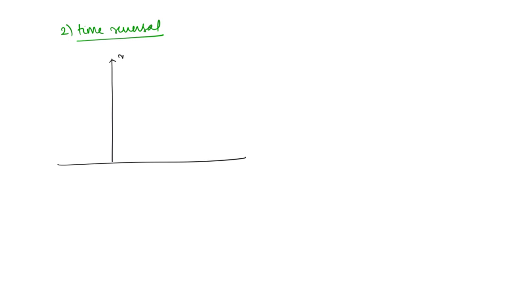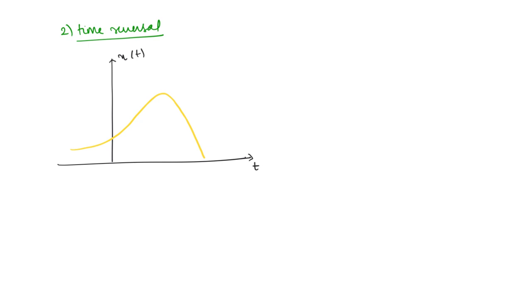Next we have time reversal. How is this going to look like? It is simply a reflection about the y-axis. So we will see the example, then it will be clear to you. Let us say this is x of t on the time axis. So the signal, let us take something like this.